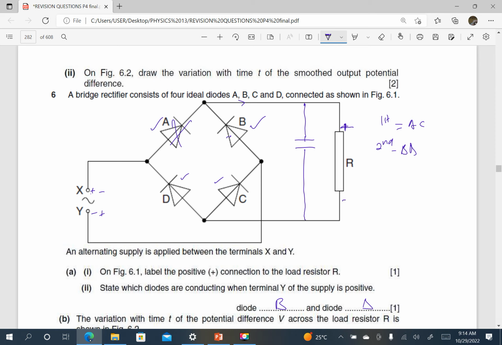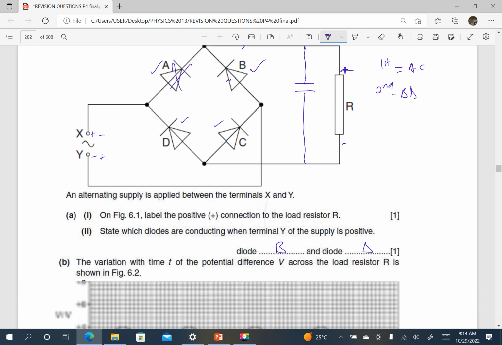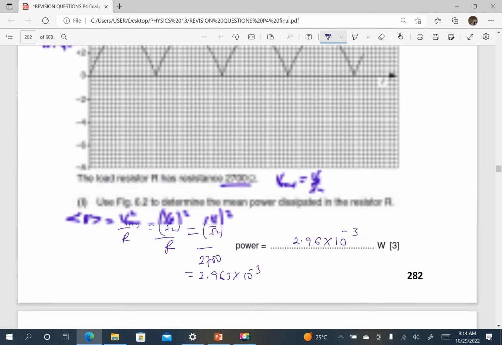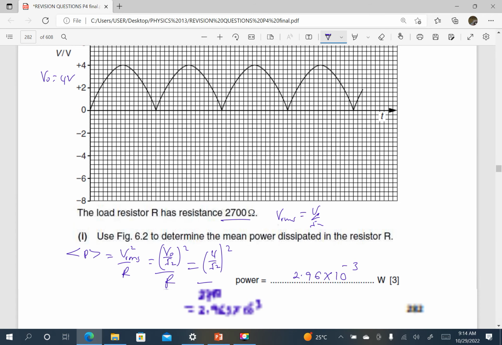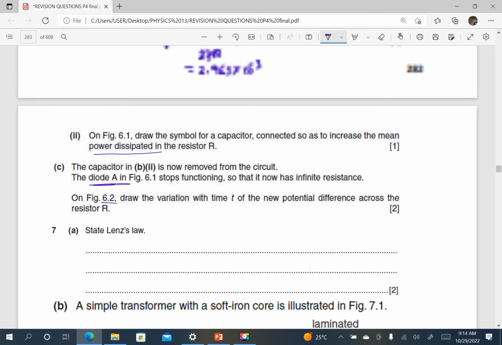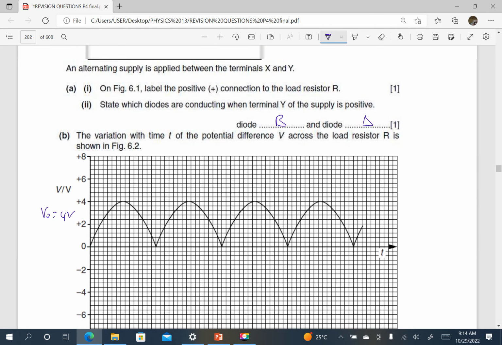When X is positive, A does not conduct, D does not conduct. That is half wave. So it means if we put a capacitor there, we are actually smoothing half wave. So this is half wave rectification, because diode A in the figure stopped functioning. So in the second half cycle there is no current.